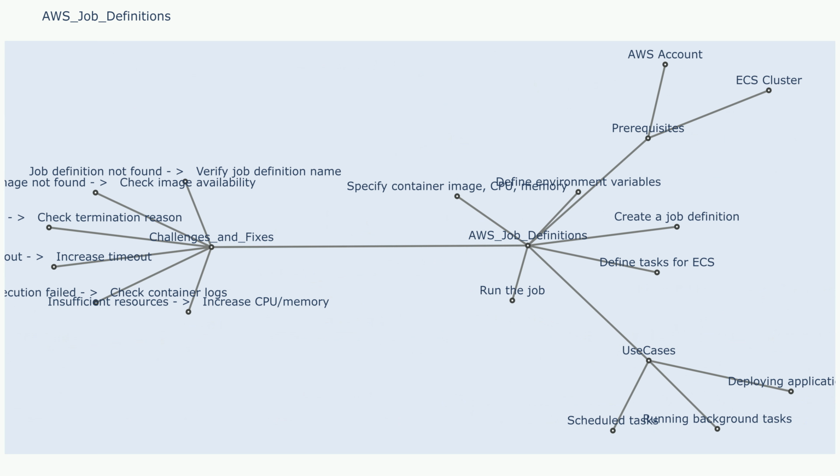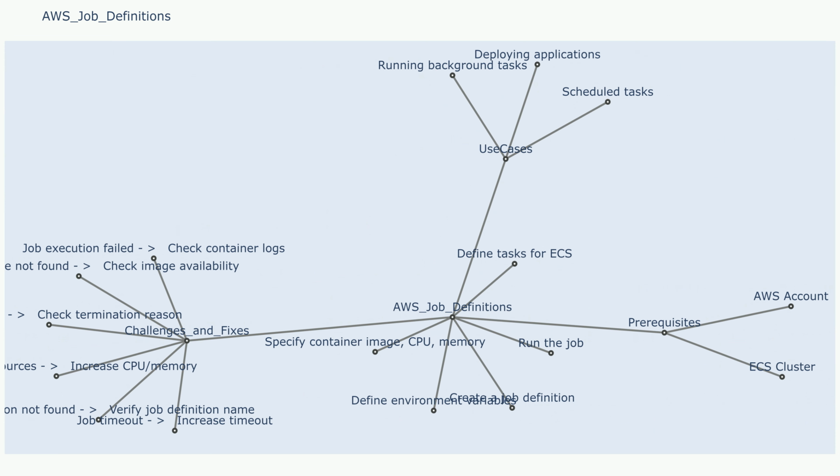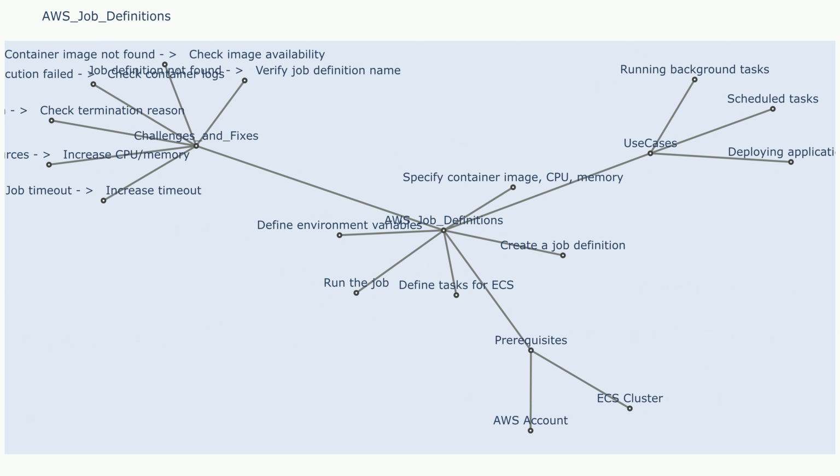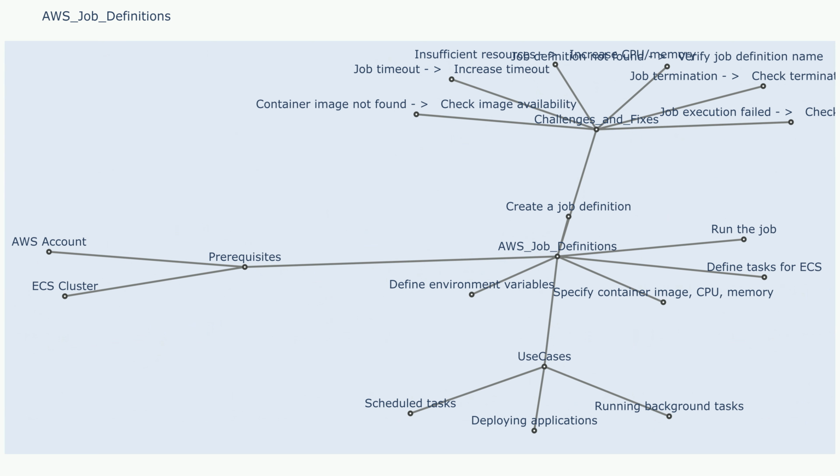Use cases: running background tasks that need to be executed regularly, such as data processing or scheduled reports. Scheduling tasks to run at specific times or intervals, like daily backups or automated testing. Deploying applications and services to ECS, ensuring consistency and reproducibility across deployments.